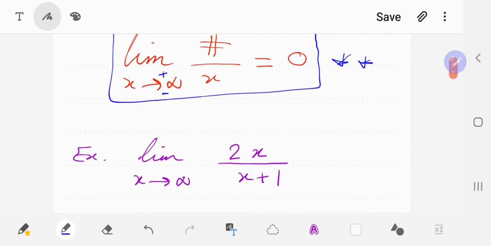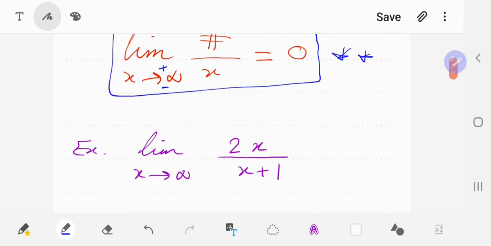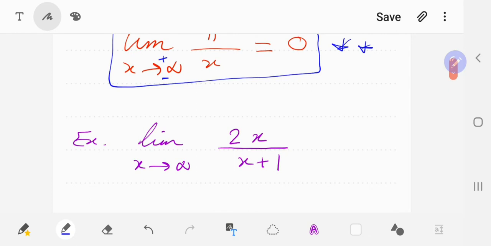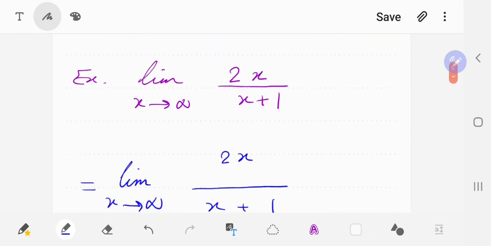So let's try to evaluate this function. Maybe you will think, am I going to use a table each time? Of course not. I'm going to teach you how to do this algebraically, and then I'm going to show you how to do it with a shortcut.